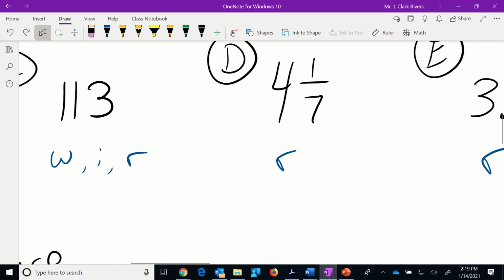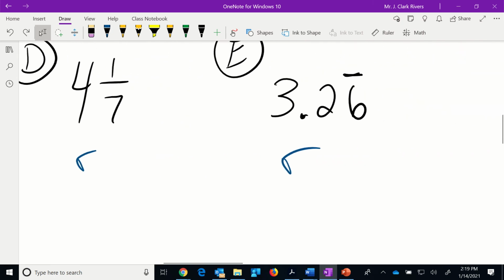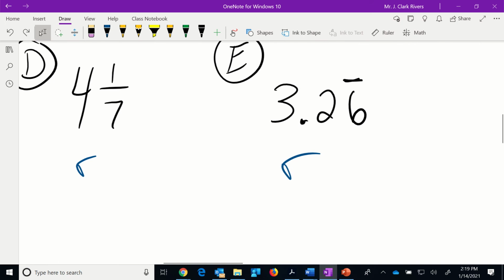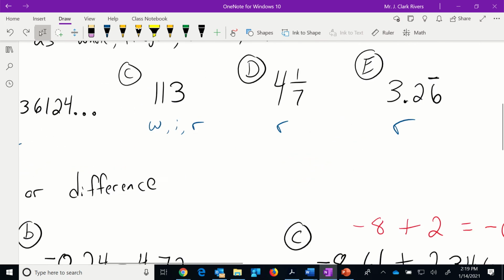We could write this as an improper fraction, and it's therefore rational. E, 3.26, where the 6 repeats forever. That's going to be rational. We could write that as a fraction if we wanted to.